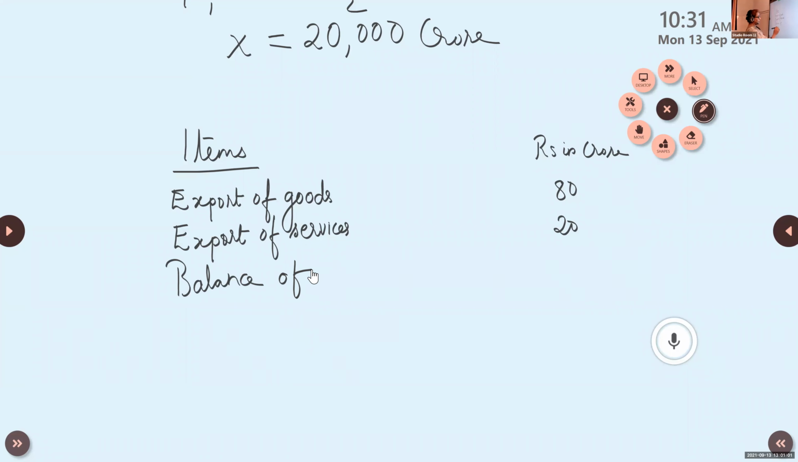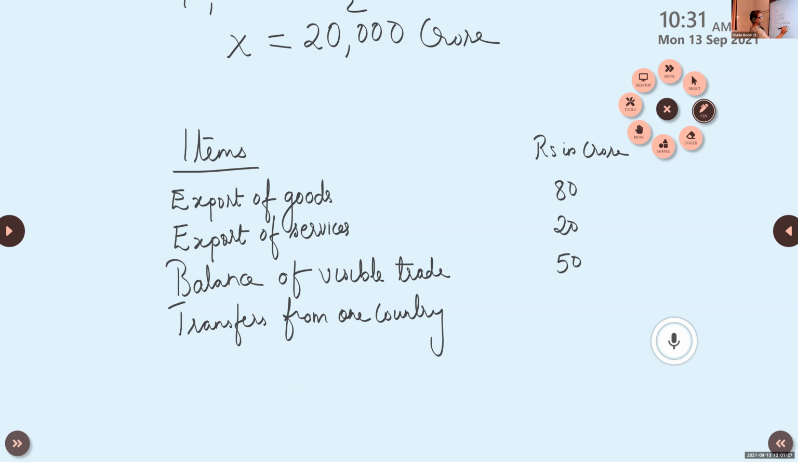Balance of visible trade, 50. Transfers from one country to another, 5.